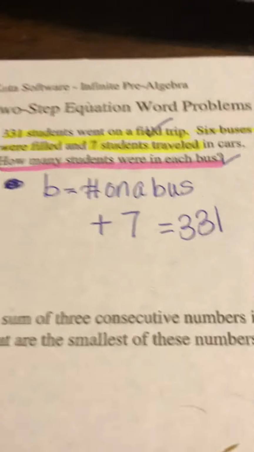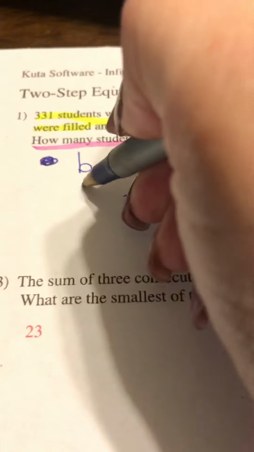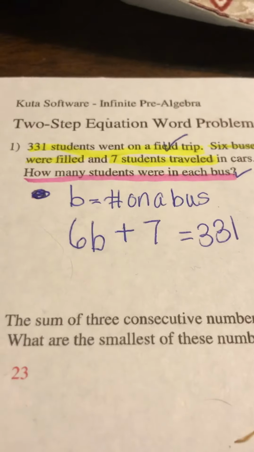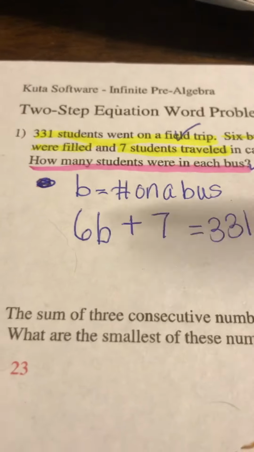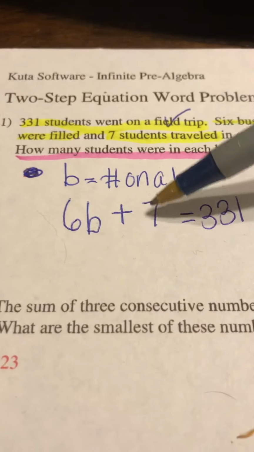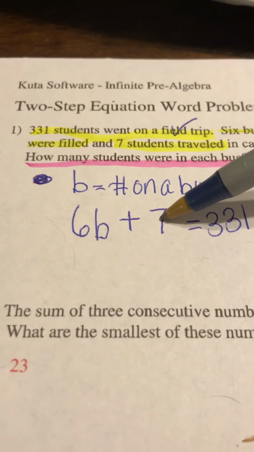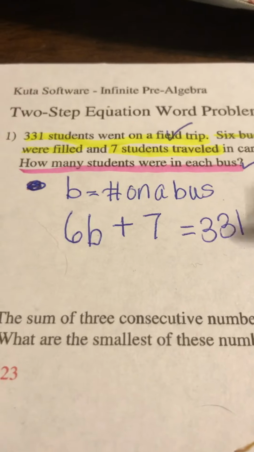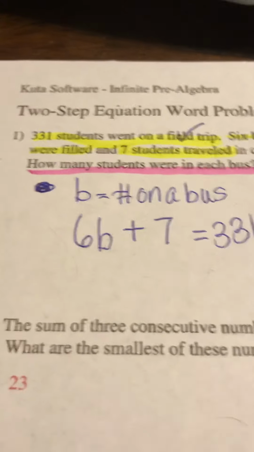But we know that there were 6 buses there. So we know that there are 6 buses with some number of students on it. And so our equation is 6 buses filled with students plus the 7 students in a car equal 331. And now all we have to do is work it.